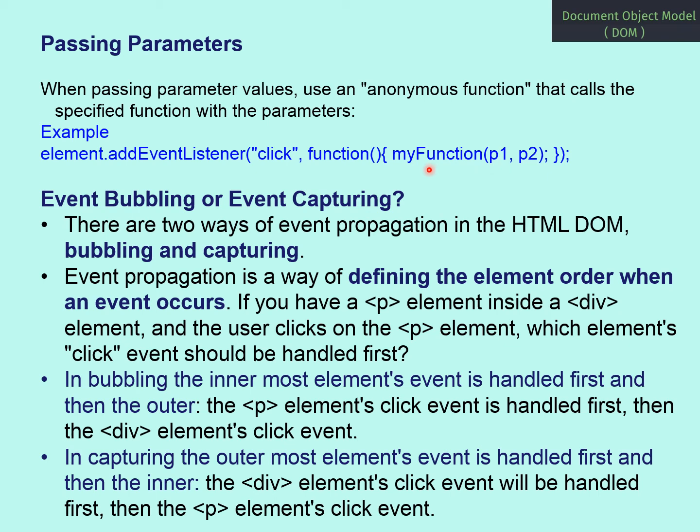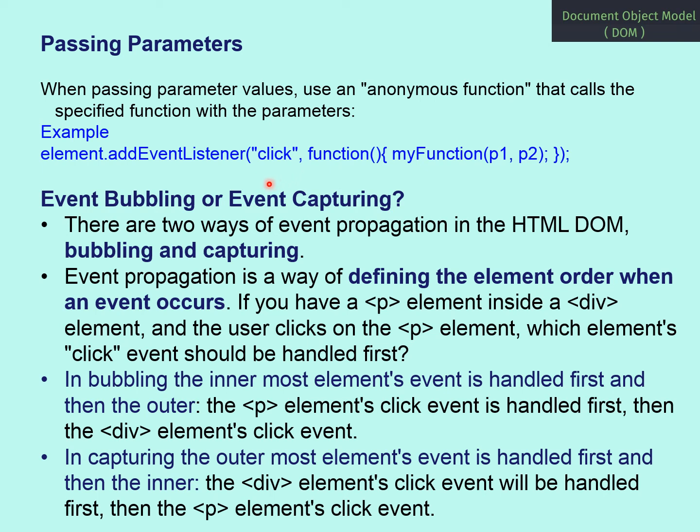So likewise we can pass parameters using an anonymous function. Anonymous functions are those functions which are not defined with a particular name. Simply call the function on the line itself. Now we can see the context of event bubbling and event capturing.